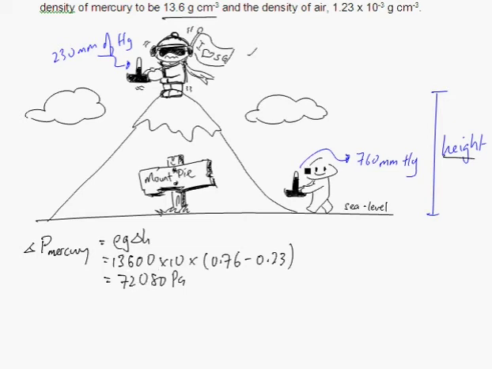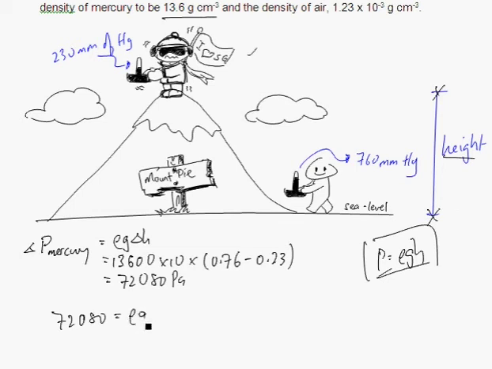72,080 pascal. So as you know, the pressure difference between the top of the mountain and the sea level is about 72,000 pascal. That means I can equate this pressure, 72,080, to the pressure due to the column of air. This rho gh, pressure equals rho gh, is applicable to fluids, and also applicable to air.